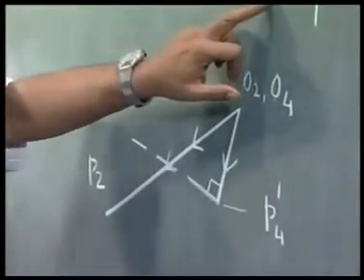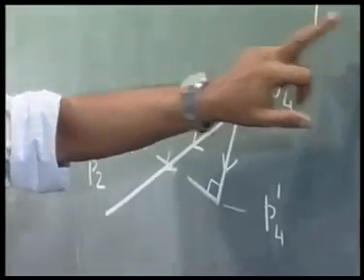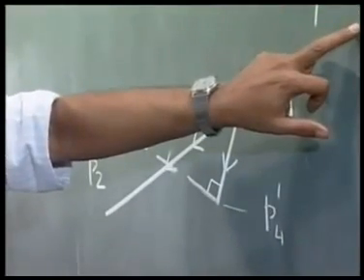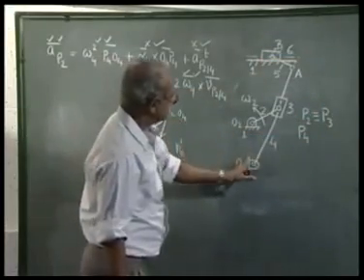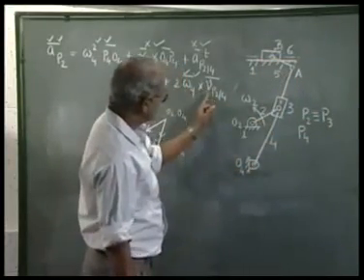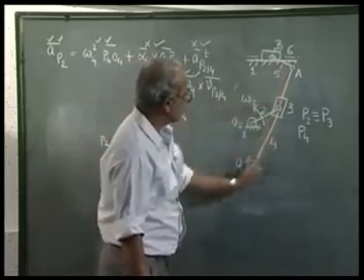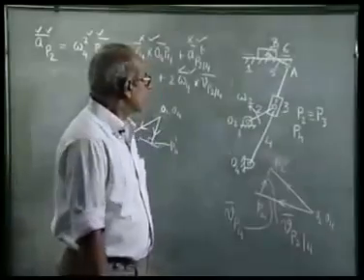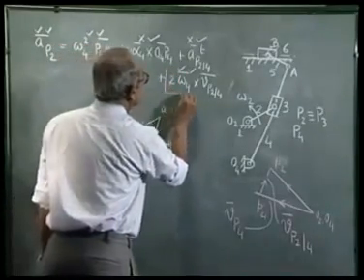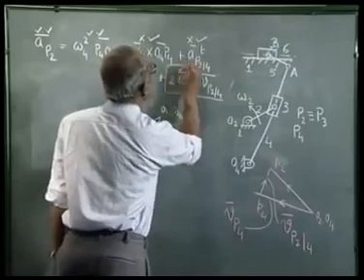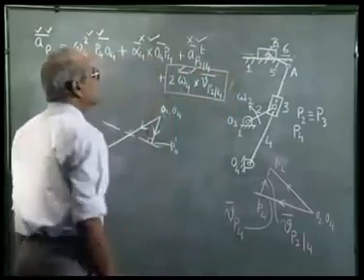Now, twice omega 4 cross Vp24, this is completely known, and that is perpendicular to this O4A, because Vp24 is along this O4A. Now, let us look at this term, which is the Coriolis component of acceleration, which is completely known.